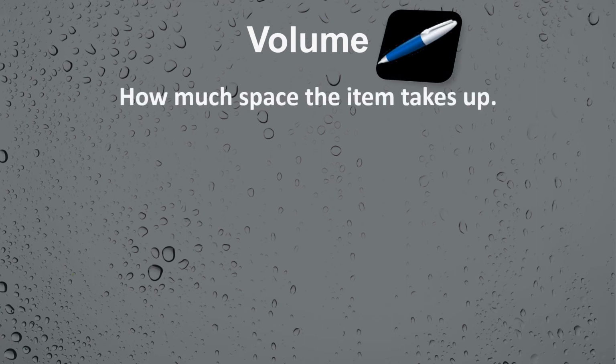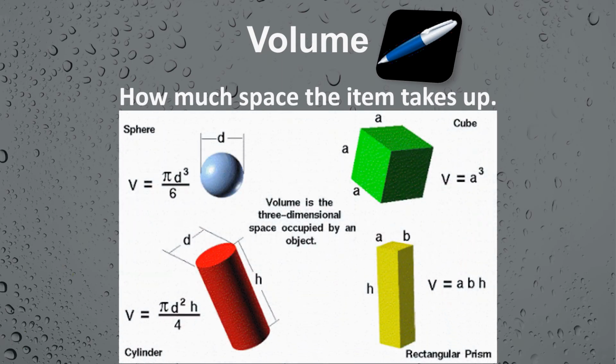Another important thing that we need to learn is volume. You can write this down in your science journal. So volume is how much space the item takes up. As you can see in the picture, these are different formulas on how we measure volume. So you have the different shapes here: a sphere, a cube, a cylinder, and a rectangular prism. Volume is the three-dimensional space occupied by an object.